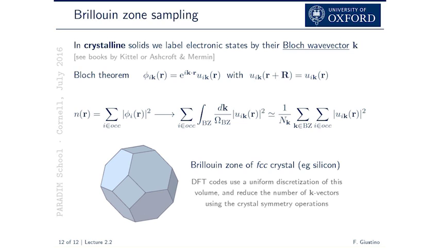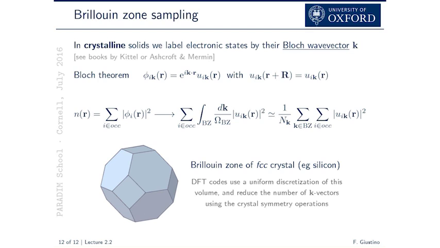So when we take this into account, the density that we've written like that, sum of the square moduli, here I just use a discrete index. In practice, what we can do in the case of solids is to rewrite this wave function using this expression, so the Bloch form of the wave function.